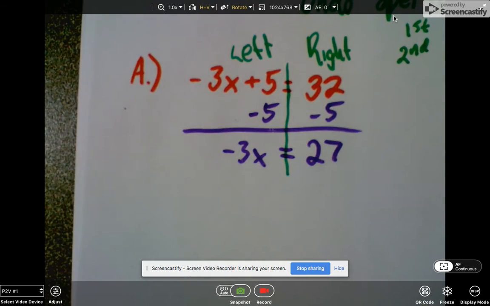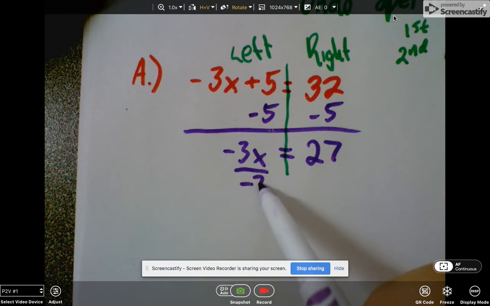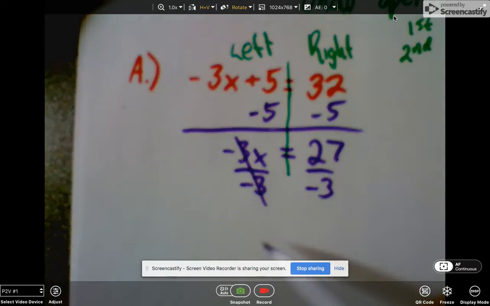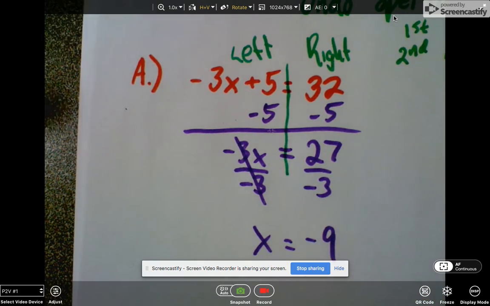Now we got to do the second thing, undo the multiplication or division. The opposite of multiplying is to divide each side by negative 3. And we're going to get, this cancels out. You're left with x equals negative 9.